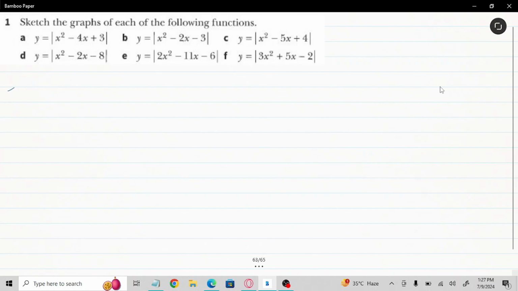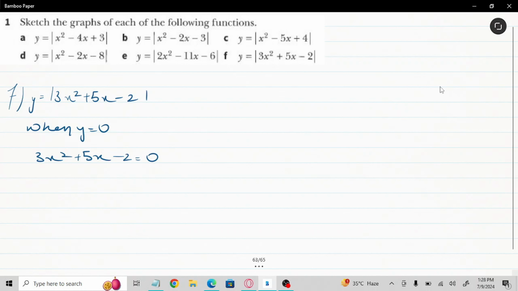For part F, we have y is equal to 3x squared plus 5x minus 2. What we are going to do is assume when y is equal to 0, we have to find the x coordinates at the x-axis. So that's going to give us 3x squared plus 5x minus 2 is equal to 0. If you do not know how to solve a quadratic equation, take my previous lectures. I'm going to use a calculator. So 3x squared plus 5x minus 2 gives us 1 upon 3 and -2. So x equals 1 upon 3 and x equals -2.